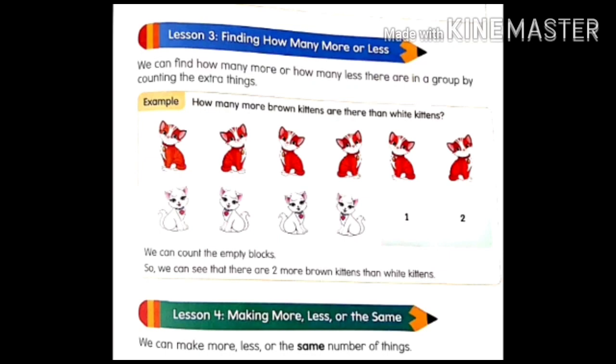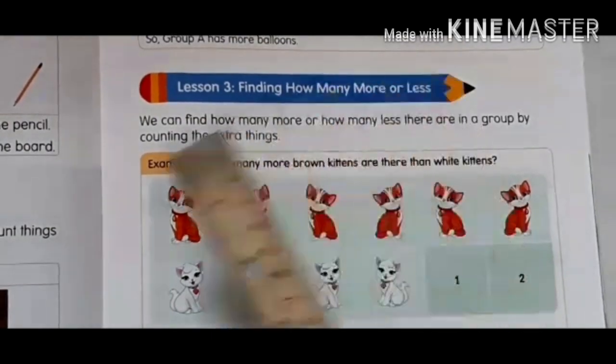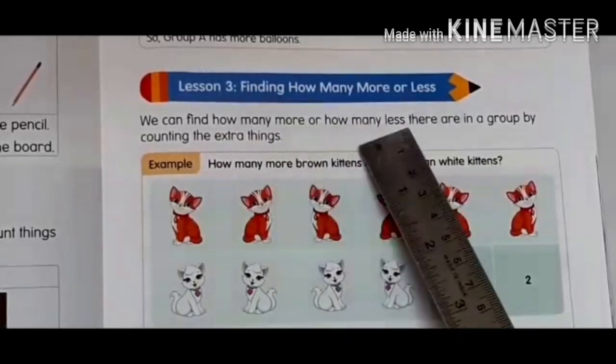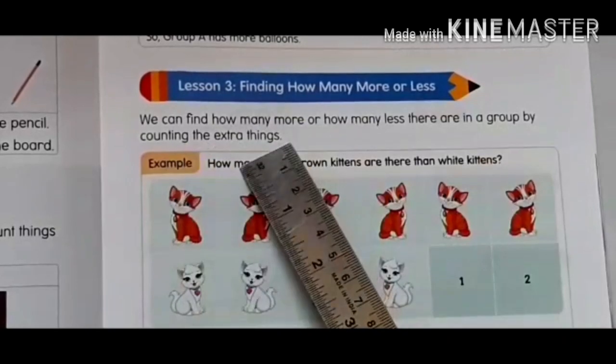In the previous class, we learned more or less. In today's class, we are going to learn finding how many more or how many less. Let's start our class. Our lesson is finding how many more or less. We can find how many more or how many less there are in a group by counting the extra things.